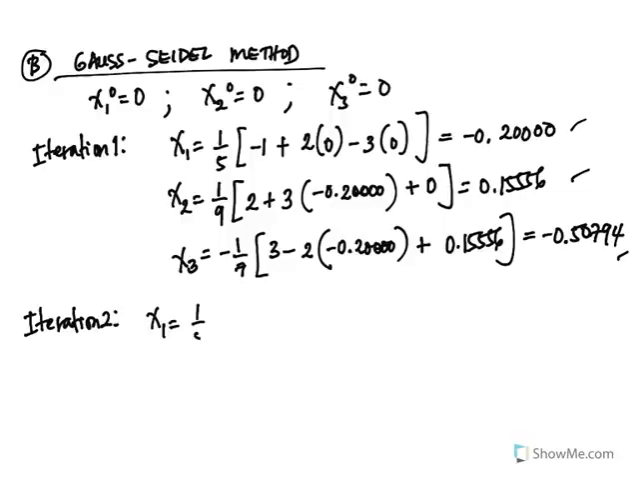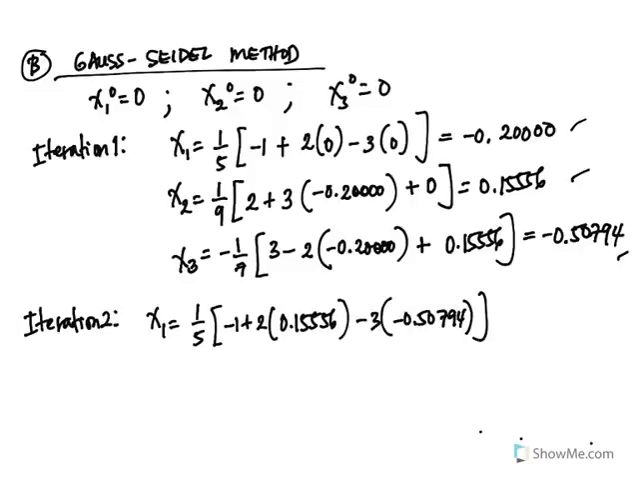x1 will be equal to 1 over 5 times, okay, you'll have negative 1 plus 2 times x2. Ang x2 na gagamitin mo, yung 0.15556, yung nasa previous. Okay? And then minus 3 times x3, negative 0.50794. So we get 0.16669.